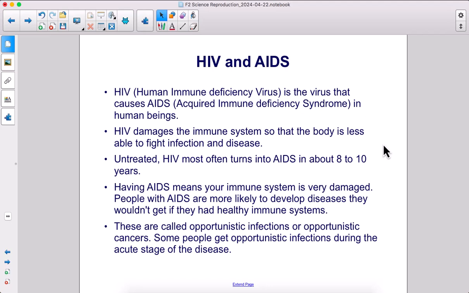Having AIDS means your immune system is very damaged. People with AIDS are more likely to develop diseases they wouldn't get if they had healthy immune systems. These are called opportunistic infections or opportunistic cancers. Some people get opportunistic infections during the acute stage of the disease.